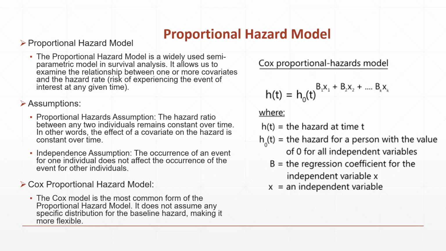Now let's focus on the Cox proportional hazard model, which is the most commonly used version of this model. One of the key advantages is flexibility. The Cox model does not assume any specific distribution for the baseline hazard, allowing it to be more flexible and applicable to a wide range of datasets. In this class, I don't expect you to do calculations by hand, but I want you to have some idea about what the model does and why we want to use it.